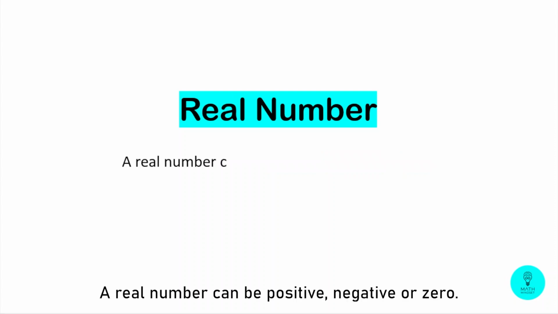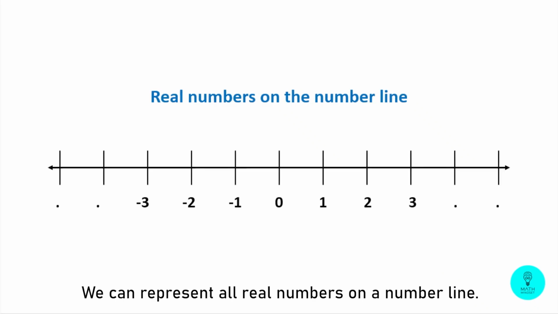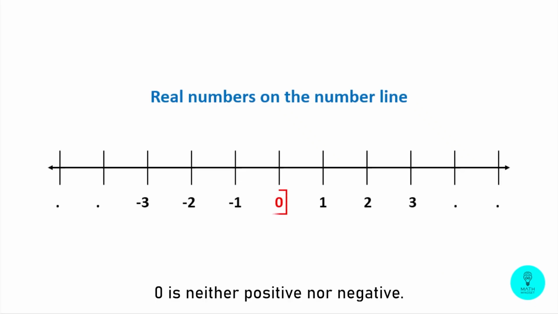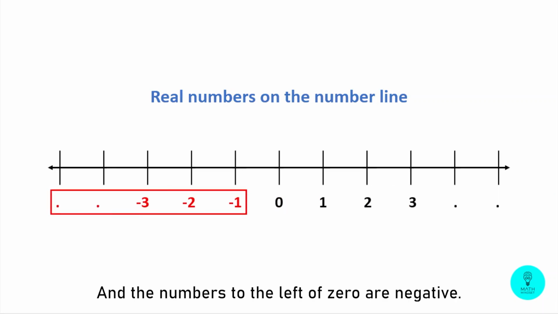A real number can be positive, negative, or zero. We can represent all real numbers on a number line. 0 is neither positive nor negative. The numbers to the right of 0 are positive, and the numbers to the left of 0 are negative.